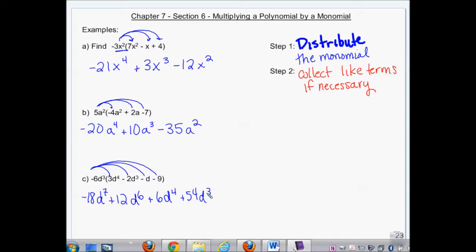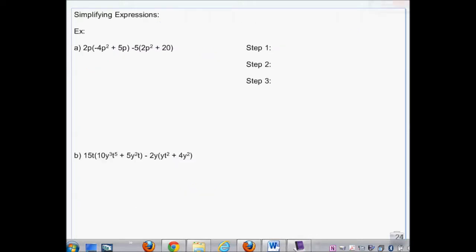Here's another question. If you have a polynomial with multiple things, so we're going to multiply and add, or multiply and subtract. So the first step is to distribute the monomial.